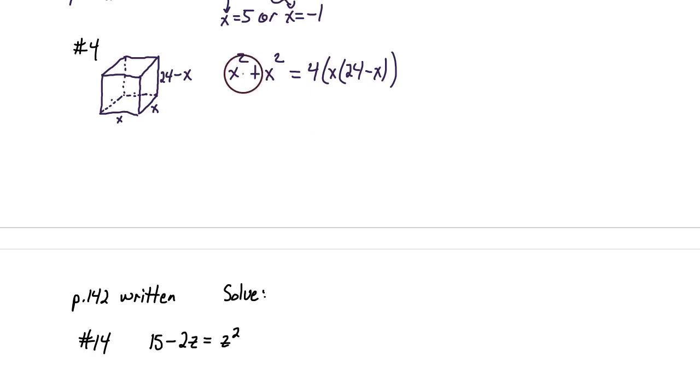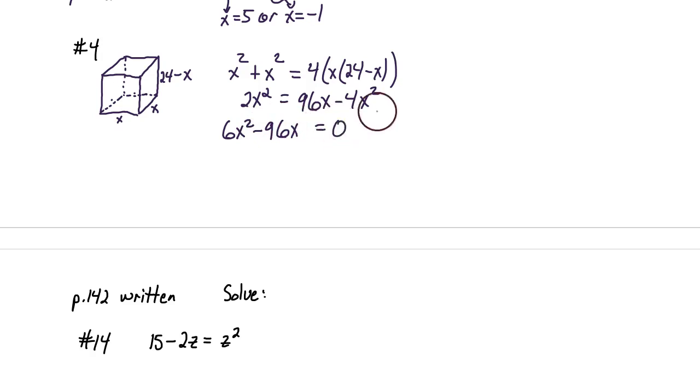Now let's simplify this. X squared plus X squared is 2X squared. 4 times X times 24 is 96X. 4 times X times negative X is negative 4X squared. Now let's rearrange it to get a 0 on the right side. Add the 4X squared over to the left. Now we have 6X squared. And subtract the 96X over to the left. We have negative 96X. And that's equal to 0.